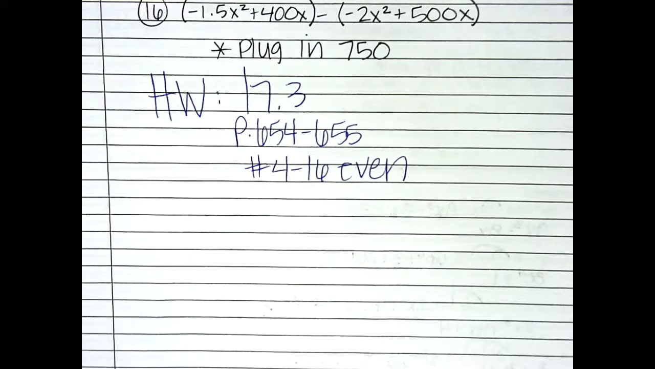Okay, so your homework for tonight is 17.3. It's pages 654 to 655. Numbers 4 through 16 even.